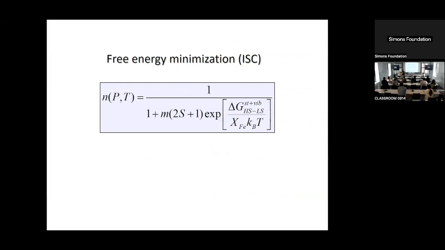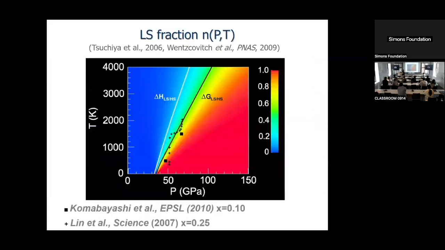M is the degeneracy of the minority electron orbital, 3, the 3 to 2G states. S is equal to, and here you have the difference between static plus vibrational energy of the two end members, high spin and low spin. So this is the phase diagram, if you wish.